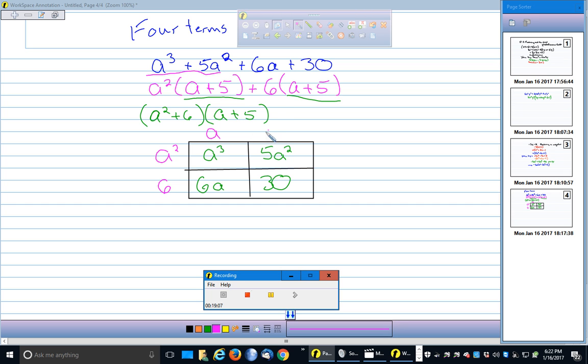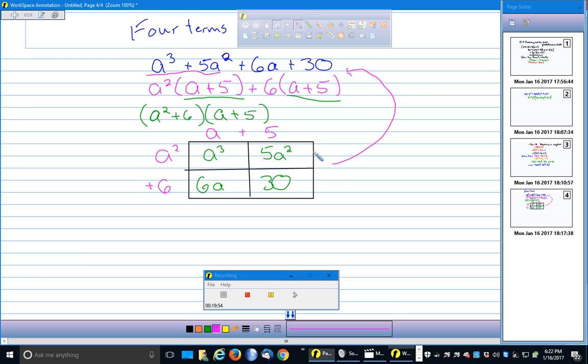In any case, so now I'm going to put a 5, just 5 right there, right? Because a squared times 5 gives you 5a squared, and 6 times 5 would give you this 30. So you can see that these are the same two binomials, a squared plus 6, there it is, and a plus 5 is this one up here. So this expression inside the box, if I foiled this times this, I would get this, which is equal to my original expression.